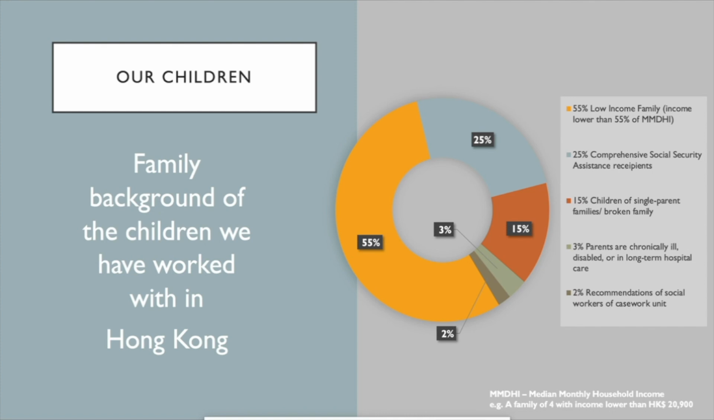A little bit more about our children in Hong Kong, especially the children you saw just now in the background. The family background of the children we have worked with in Hong Kong is that 55% come from low-income families.